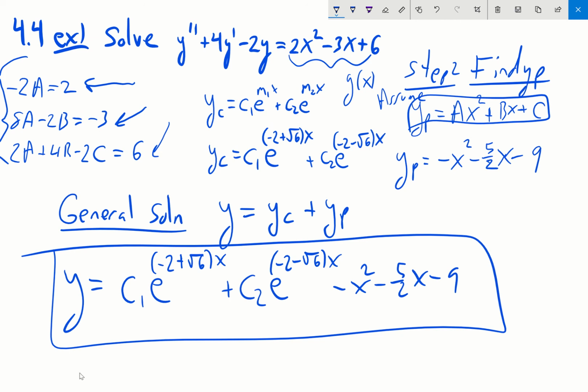Again, we're not going to check this one. If you wanted to, it's a good exercise. Go ahead and take the first derivative, the second derivative, and plug it in. But this is our general solution to that differential equation.